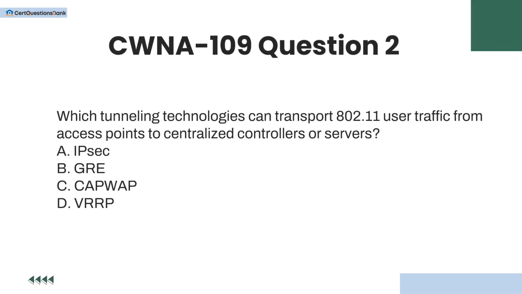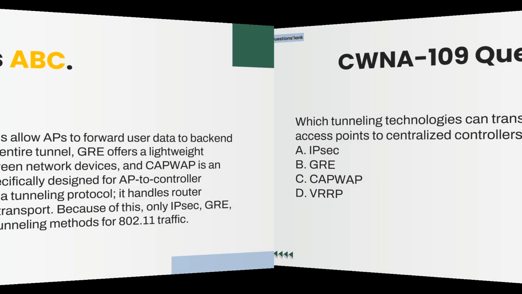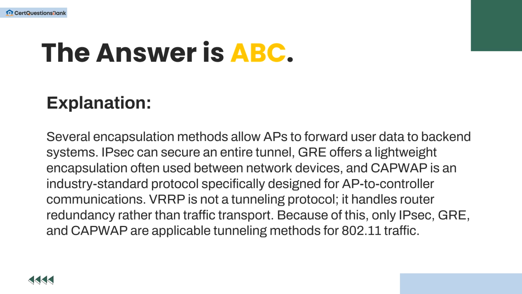Which tunneling technologies can transport 802.11 user traffic from access points to centralized controllers or servers? A. IPsec. B. GRE. C. CAPWAP. D. VRRP. The answer is A, B, C.